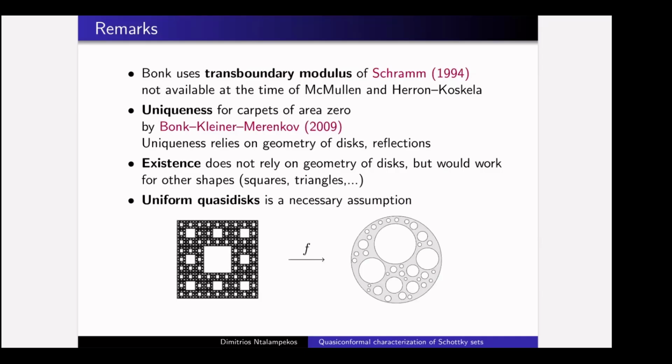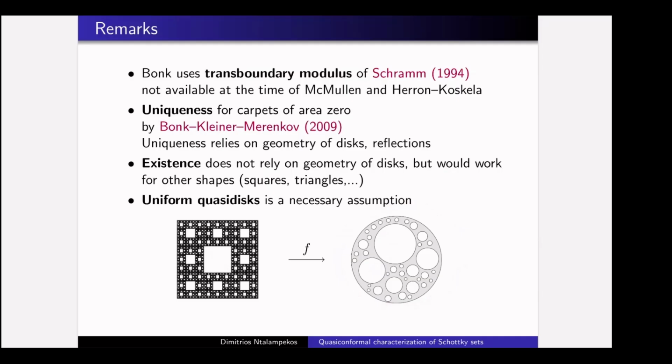Now, regarding the assumption of uniform quasi-disks, this is a necessary assumption. So if we want to convert a Jordan region to a disk with a quasi-conformal map, then it is a necessary condition that this Jordan region is a quasi-disk, of course. On the other hand, the other assumption, it's a bit more obscure, the uniform relative separation assumption. This is not a necessary assumption. One can easily construct a round carpet that does not satisfy this assumption. For example, even here, these two disks are very, very close to each other. So one can construct a sequence of such disks that get closer and closer to each other.